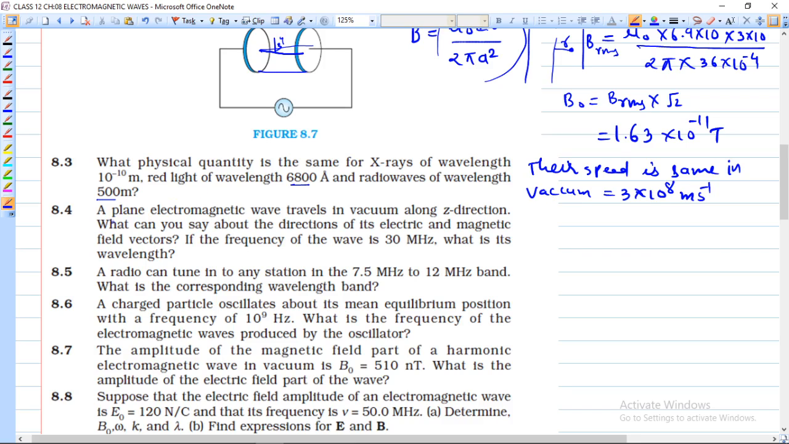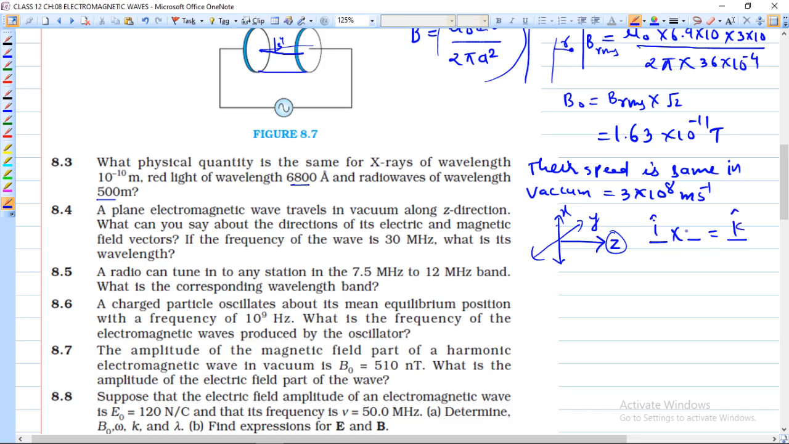Now, 8.4. A plane electromagnetic wave travels in a vacuum along the z direction. In which direction is it traveling? Z direction. What can you say about the direction of electric and magnetic field vectors? They can be either in the x or in the y. See, let me tell you. Dash cross dash is equal to dash, as we are doing. So this is the direction, right? So here I will write k cap. So how many options do we have?